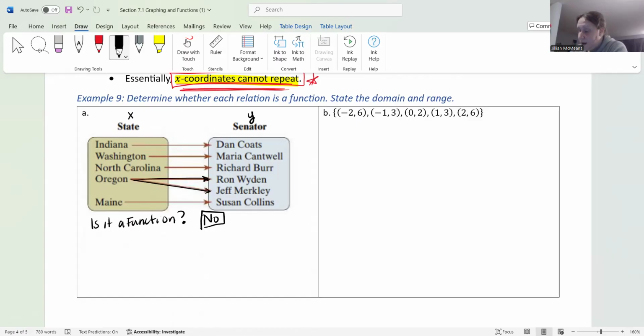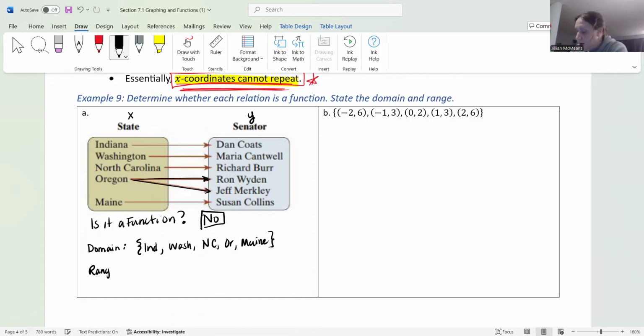Now, what is the domain? The domain is the set of all input values or the set of your X coordinates. So for us, we usually start with squiggly brackets. We would list the states: Indiana, Washington, North Carolina, Oregon, and Maine. That would be our domain. That's the set of the input values.